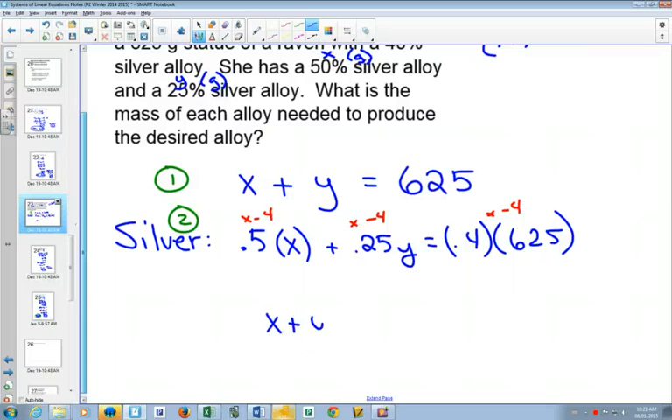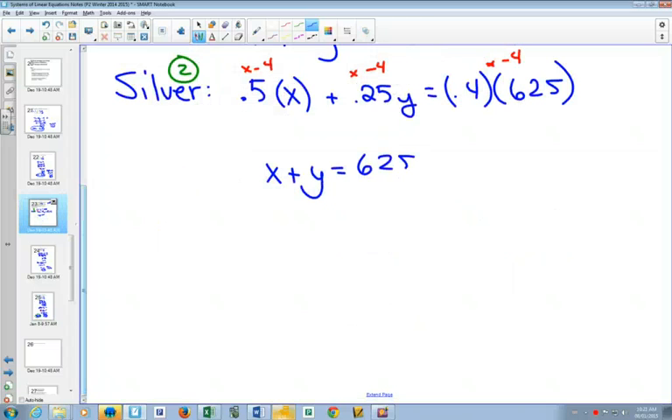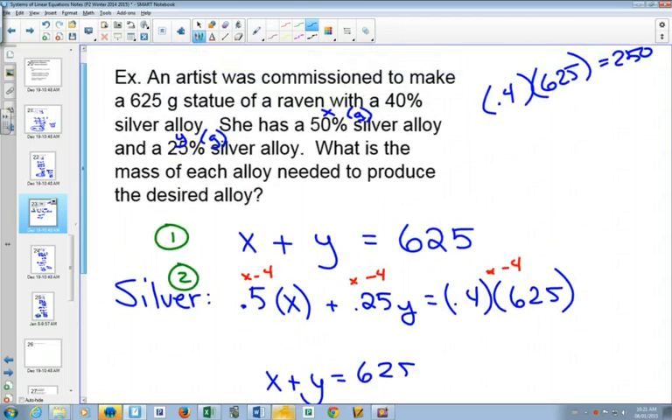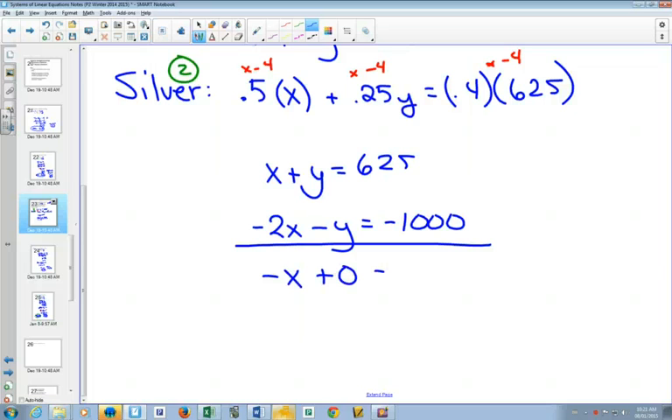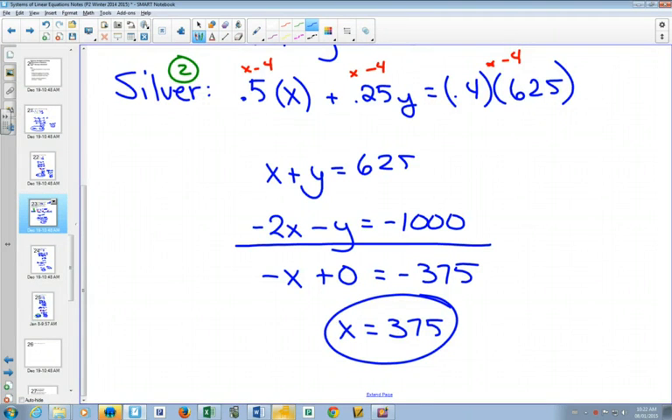So equation 1 is still x plus y equals 625. Equation 2, when I multiply 0.5 by a negative 4, I'm going to get negative 2x. 0.25 by negative 4, that gives us the negative y. And we knew that 0.4 times 625 was 250, times by a negative 4 will be negative 1,000. Add our equations up. x plus a negative 2x will give me negative x. The y's get eliminated when you add them up. And so we need 375 grams of the 50% alloy.